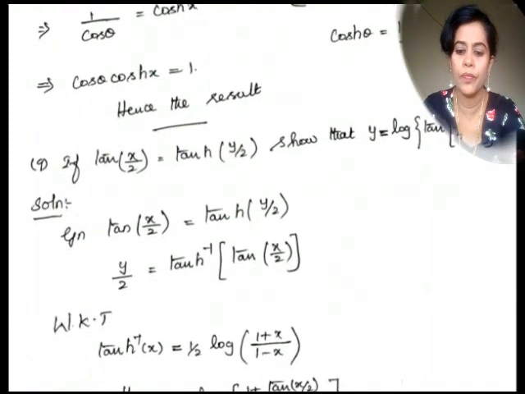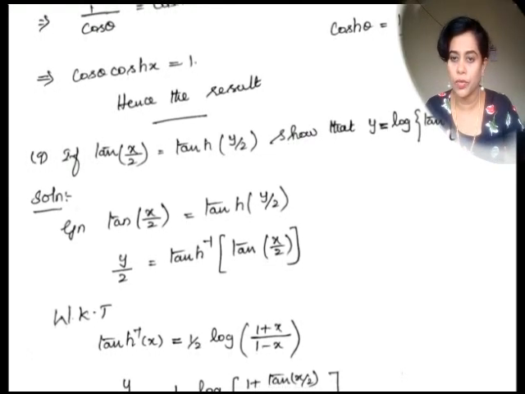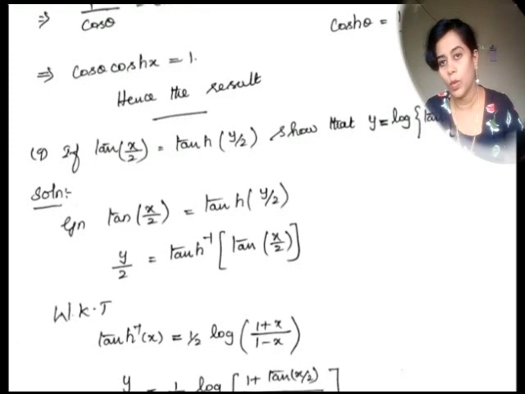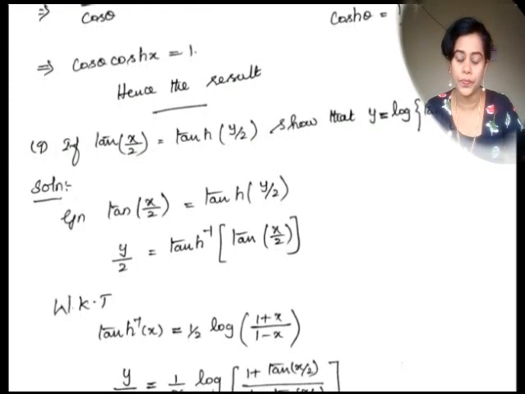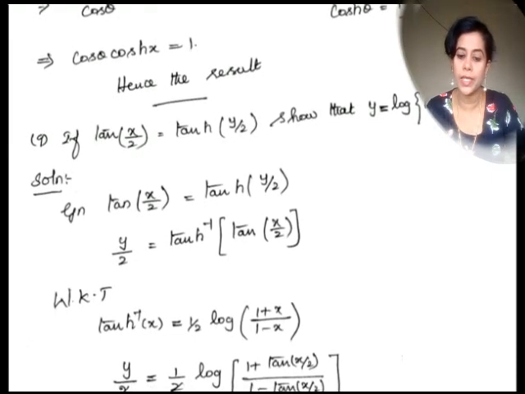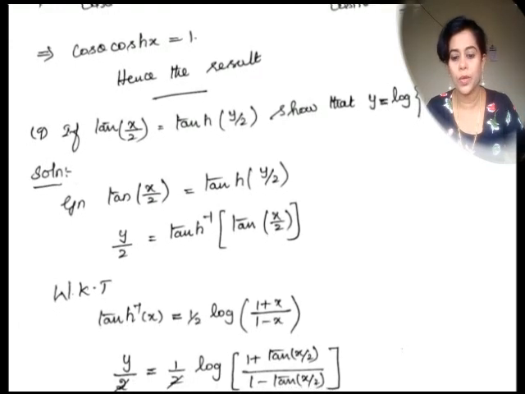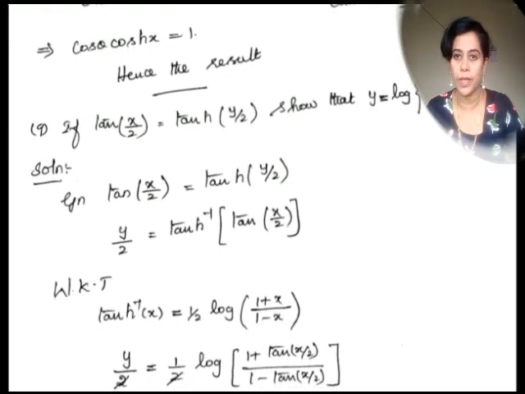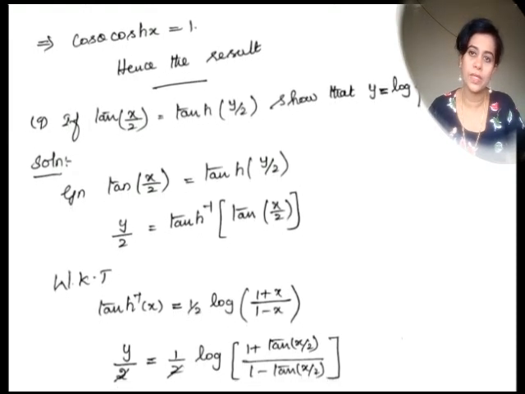So the 9th problem, we have it as once again, tan x by 2 is equal to tan h of y by 2, and show that y is equal to log of tan of pi by 4 plus x by 2. Let me consider the given condition. Tan x by 2 is equal to tan h of y by 2. Then y by 2 is equal to tan h inverse of tan of x by 2. Now I can apply the previous result.